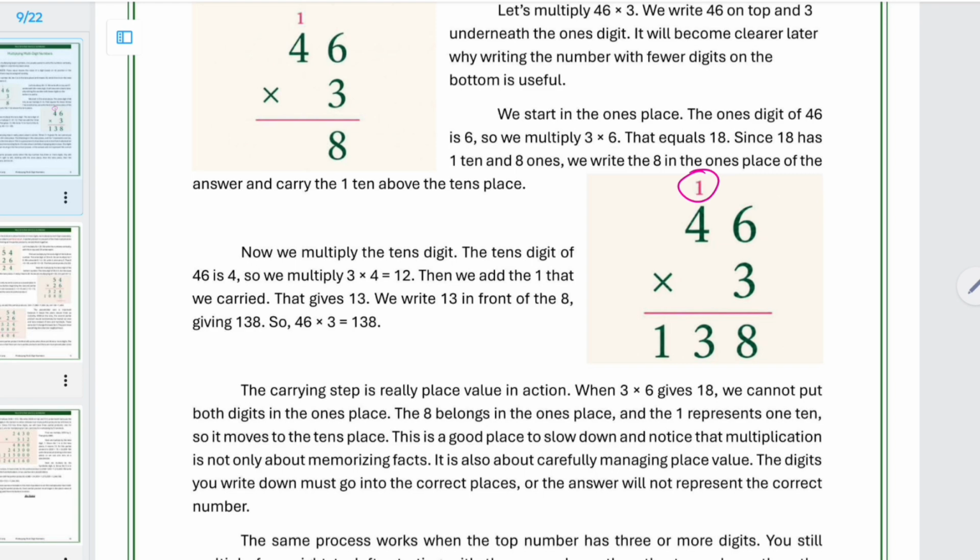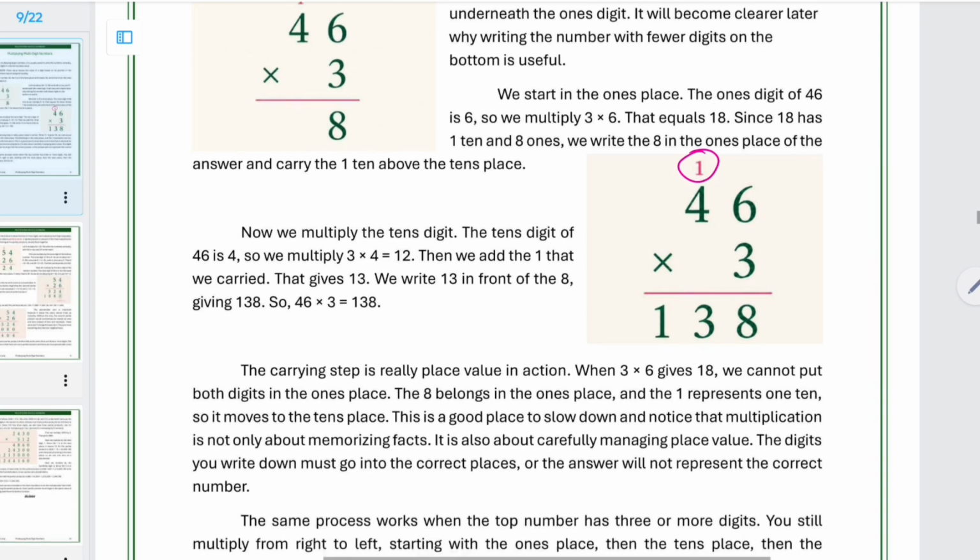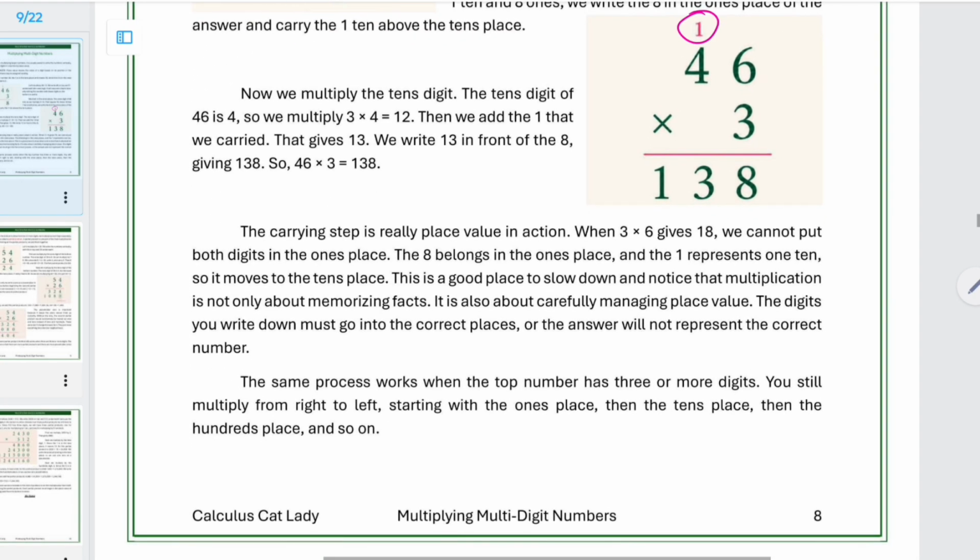The carrying step is really place value in action. When 3 times 6 gives 18, we cannot put both digits in the ones place. The 8 belongs in the ones place, and the 1 represents 10, so it moves to the tens place. This is a good place to slow down and notice that multiplication is not only about memorizing facts. It is also about carefully managing place value. The digits you write down must go into the correct places, or the answer will not represent the correct number.